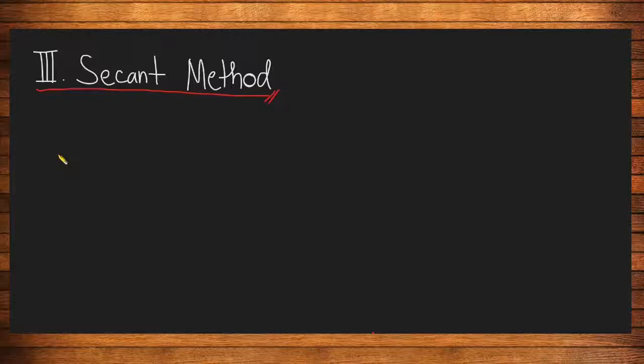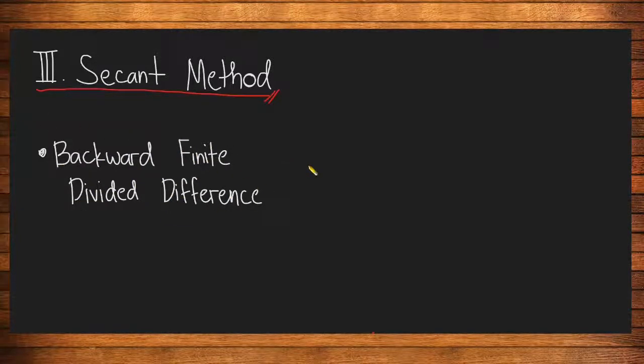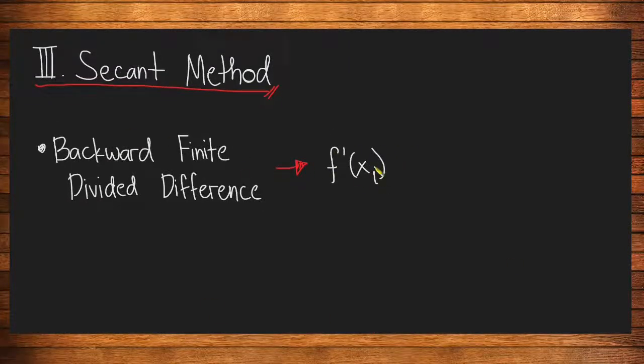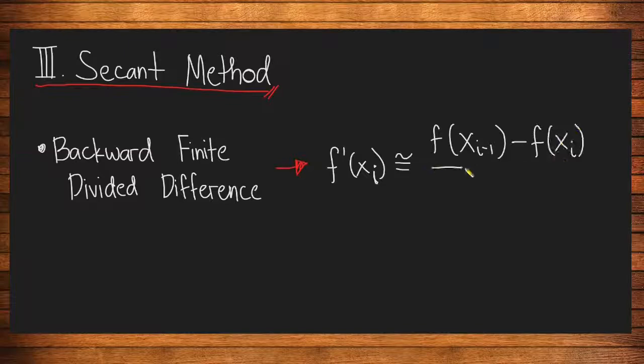So for these cases, we might have difficulty when using the Newton-Raphson method. So what we can do is we can use the secant method. This method is very similar to the Newton-Raphson method. However, in this method, hindi na natin kailangang isolve or hanapin yung derivative ng given function natin. Instead, the derivative is approximated by a backward finite divided difference. So the value of our derivative is estimated by this equation.